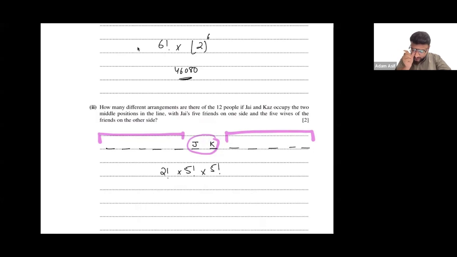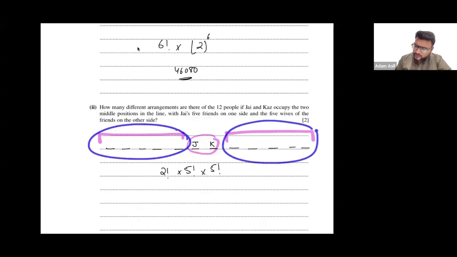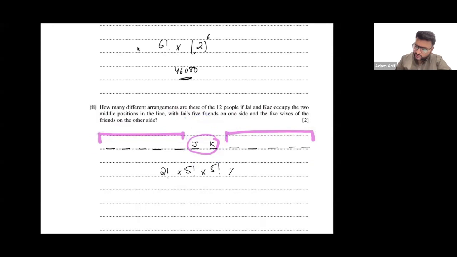How many different arrangements are there of the 12 people if J and Kes occupy the 2 middle positions in the line with J's 5 friends on one side and the wives of the friends on the other side? Okay, so now the question also says that these 5 people and these 5 people can also swap their places. So you need to multiply this by 2 as well. So the final answer would be 2 factorial times 5 factorial times 5 factorial times 2. That is 57,600 total arrangements possible.